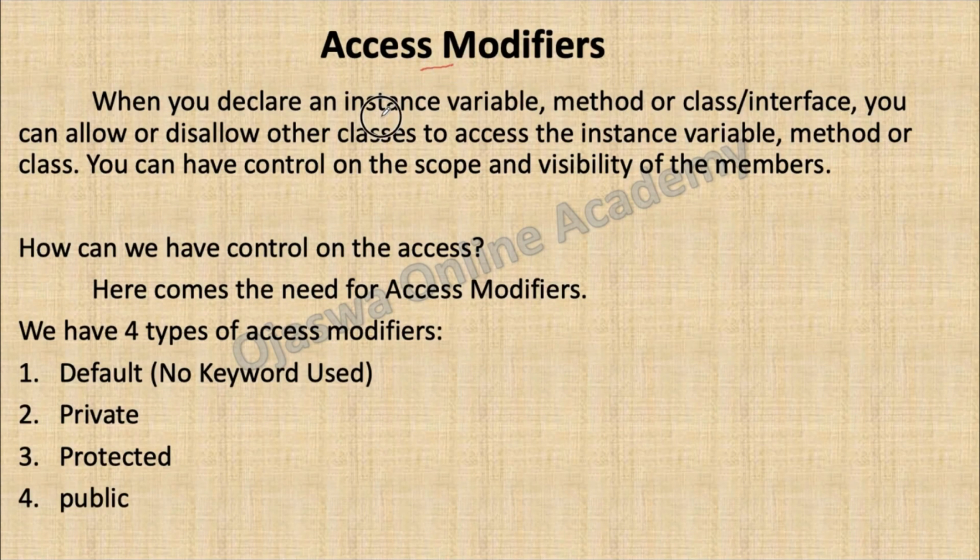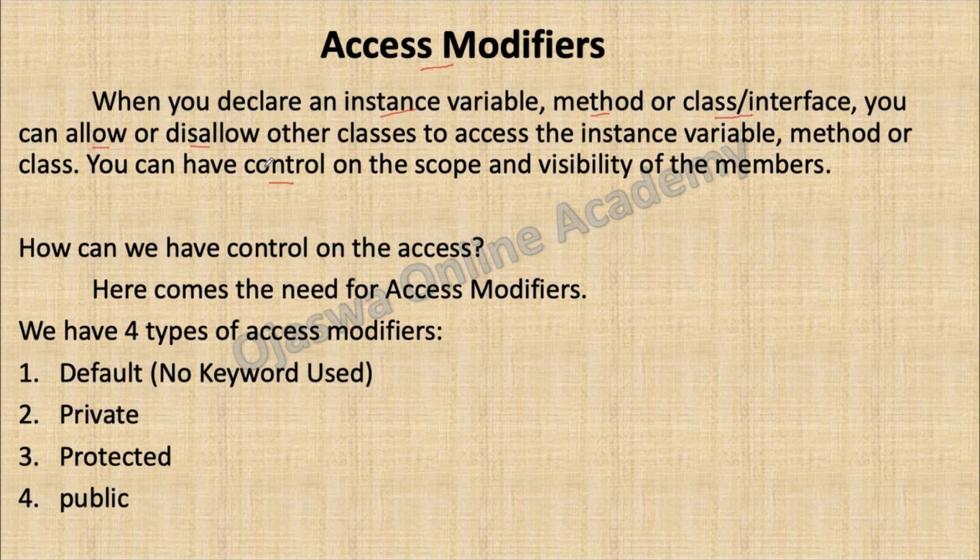When you declare an instance variable, method, or class or interface, you can allow or disallow other classes to access the instance variable, method, or class. You can have control on the scope and visibility of the members. So how can we have control on the access? Here comes the need for access modifiers.